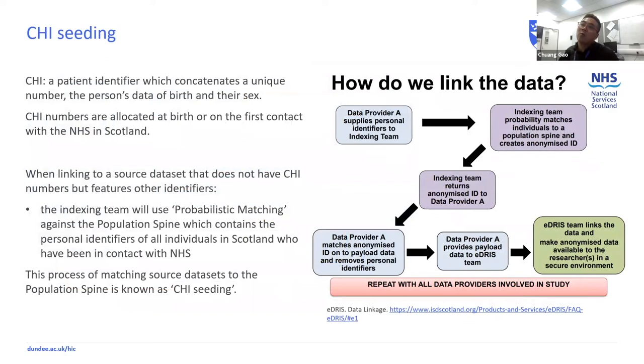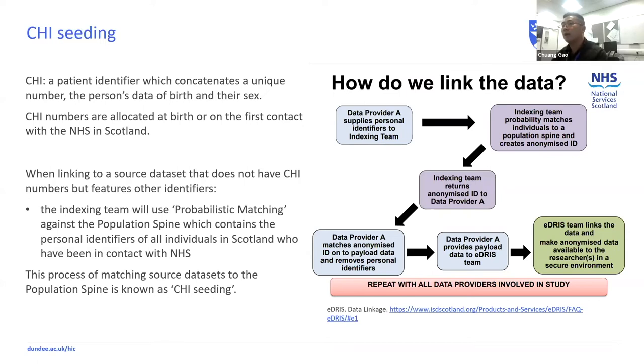Chi seeding is quite a specific Scottish safe haven activity that is basically happening in Scotland. First of all, what is Chi? A Chi is a patient identifier which contains a unique number, the patient's date of birth, and their sex. Chi numbers are normally allocated at birth or on the first contact with the NHS in Scotland.